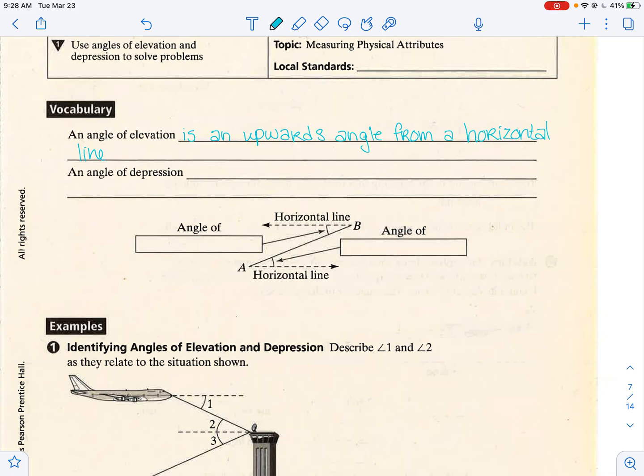Okay, an angle of depression is a downward angle from a horizontal line. So that'd be like if we were looking down at the ground at something. So if we look at this picture, B from this horizontal line is an angle of depression because it goes down. A, if this is our horizontal line, points upward, so this is an angle of elevation.